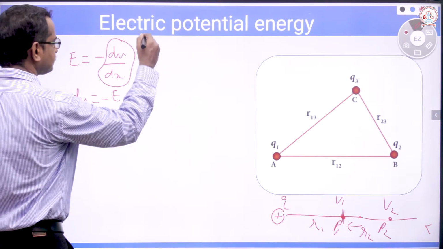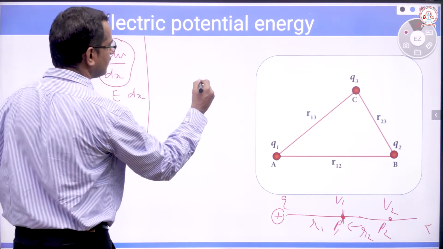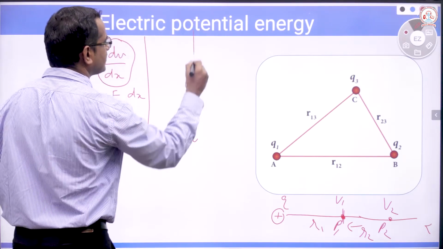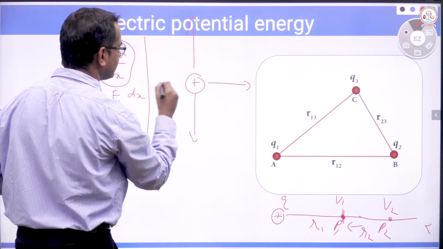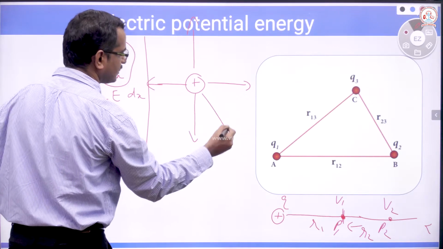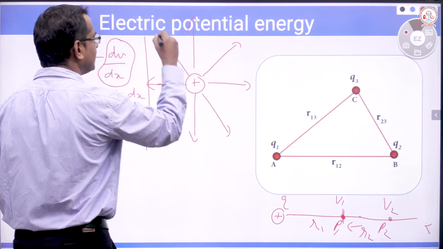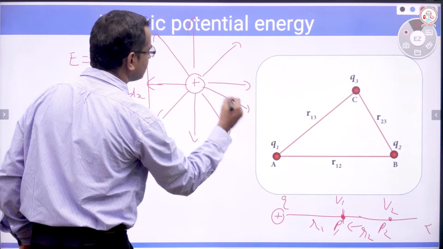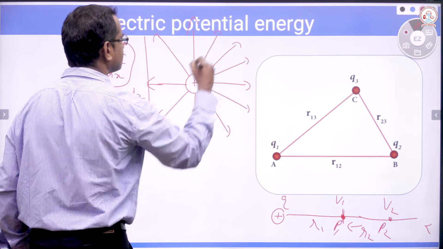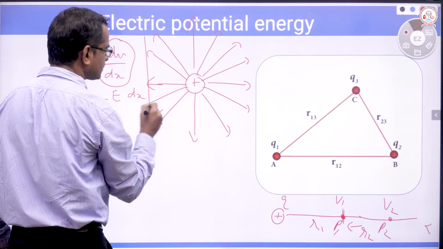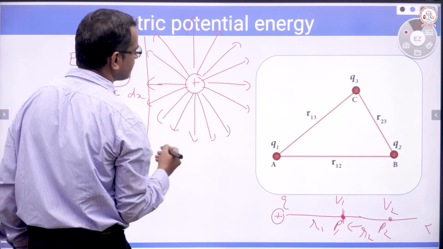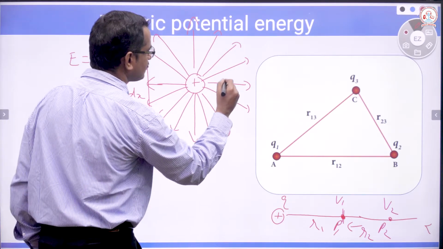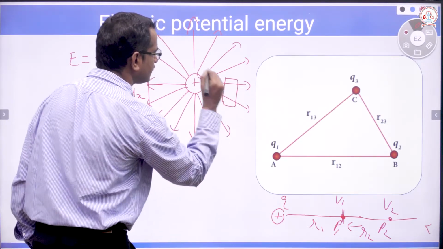For example, just imagine a positive charge is here, and electric force lines will be like this, isn't it? Actually, we should draw equal length vectors. Imagine that due to this positive charge, the force lines are like this. Now you just imagine a small area here.